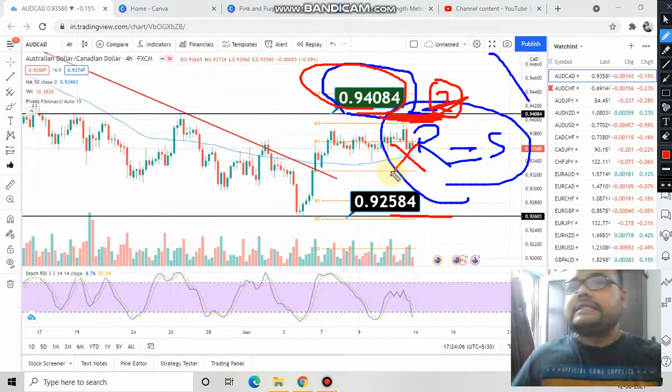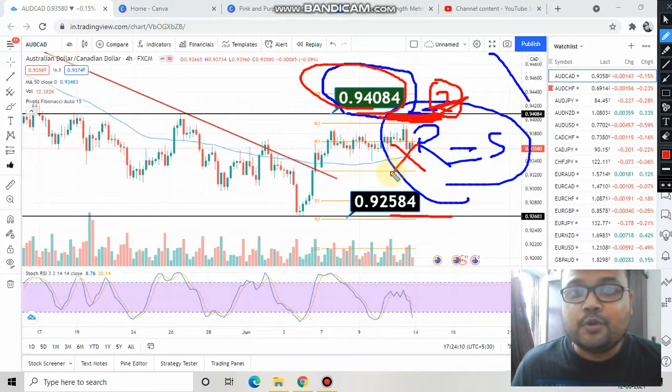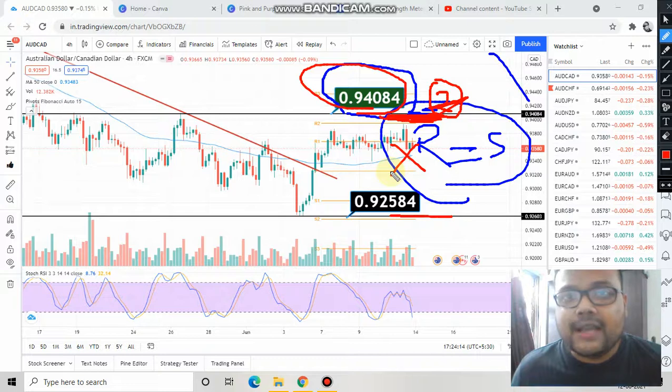As I always say in my videos, do not chase the market, let the price come to you. Because if you trade in the middle, then your risk to reward ratio does not match. And as a trader, you should never ever compromise with trading discipline. So do not trade in the middle, let the price come to you. That's it. So hopefully you have understood.